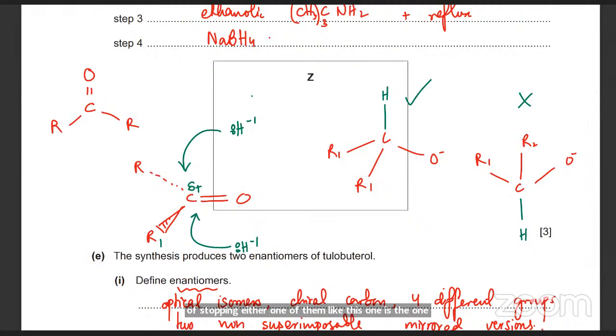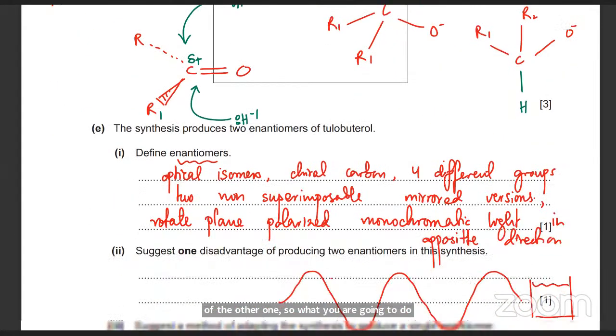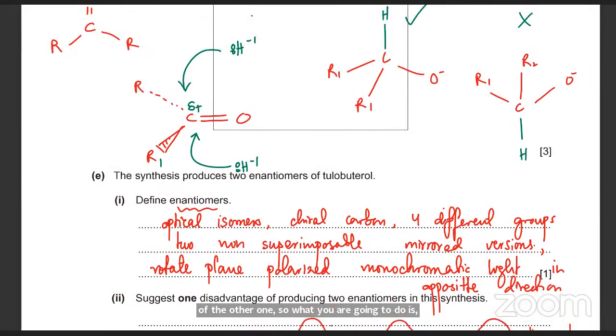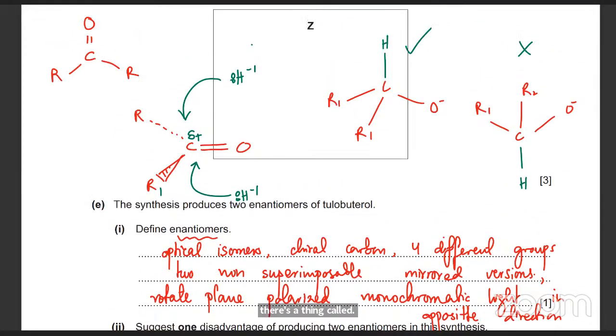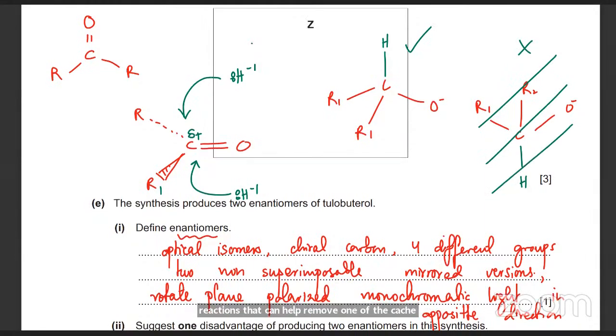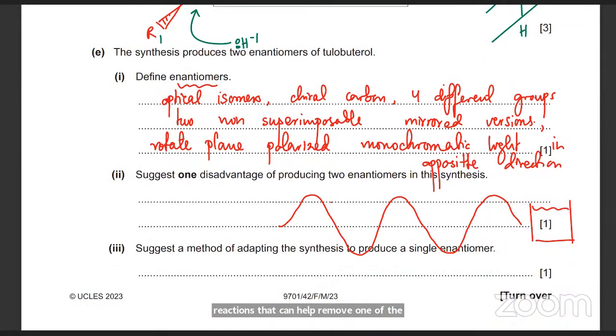So there's no way you can actually stop the manufacture of the other one. So what you're going to do is, you can add enantiomer-specific reactions that can help remove one of them. Okay, so for example, suggest a method for adapting the synthesis.